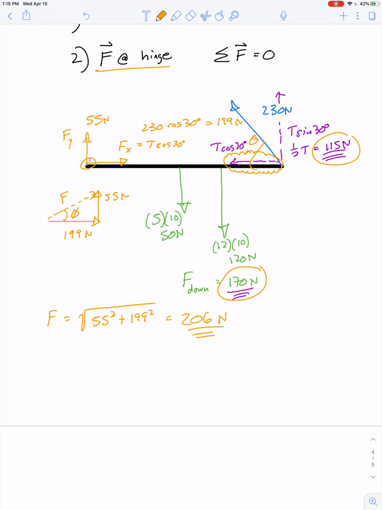And for our angle, well, tangent is equal to opposite over adjacent. So the tangent of phi is 55 over 199. So we take the inverse tangent of that ratio and we find phi is about 15.4 degrees. So just one more example of applying the laws for equilibrium.